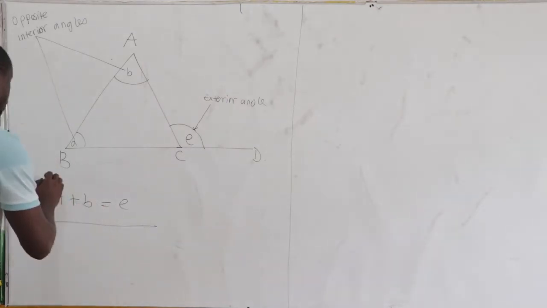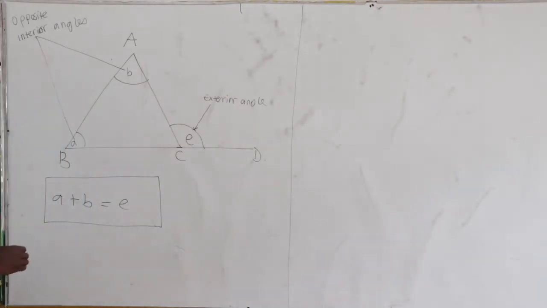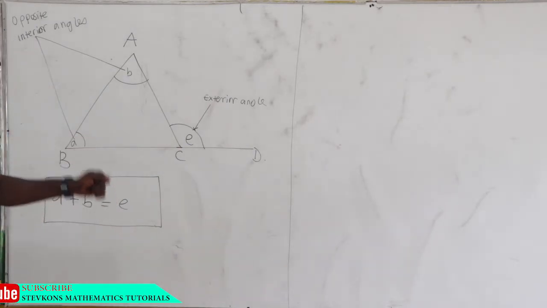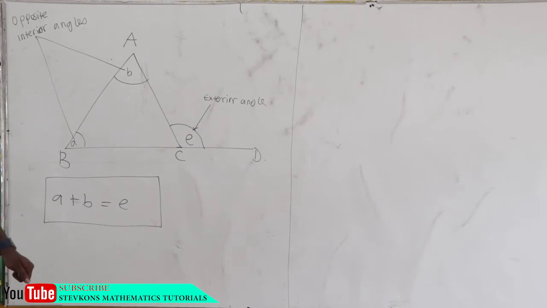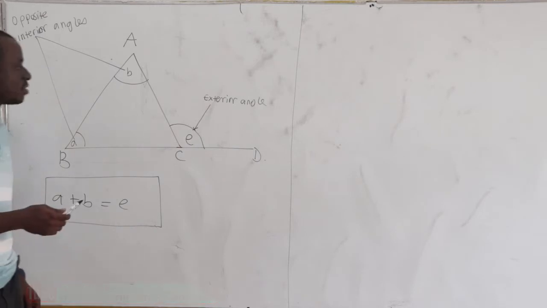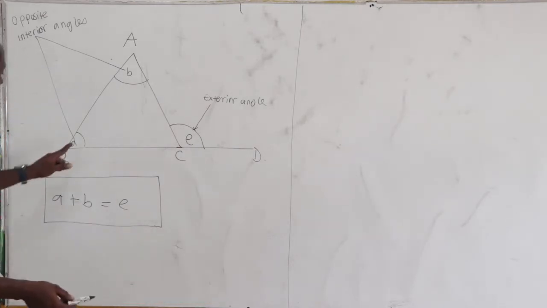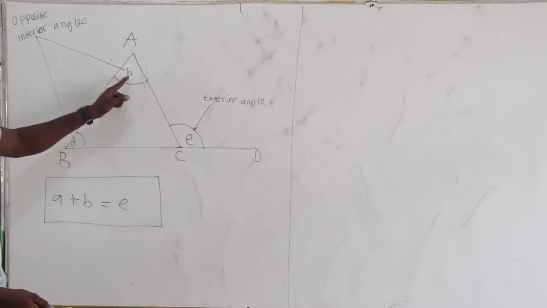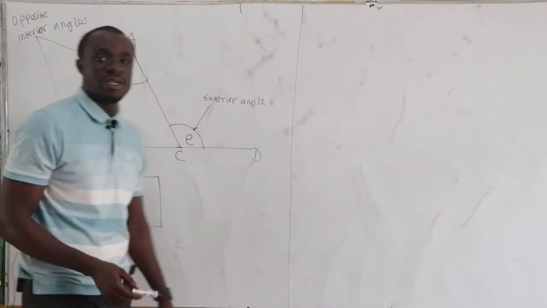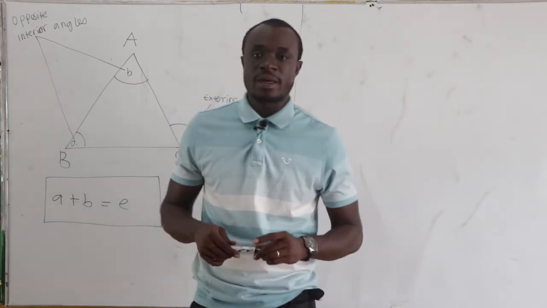Please, this property is so important. It makes things so easier. The sum of the opposite interior angles is equal to what? The exterior angle. The sum of the opposite two interior angles is equal to the exterior angle. So we are saying that angle A plus angle B is equal to E. Let's consider some examples for better understanding.